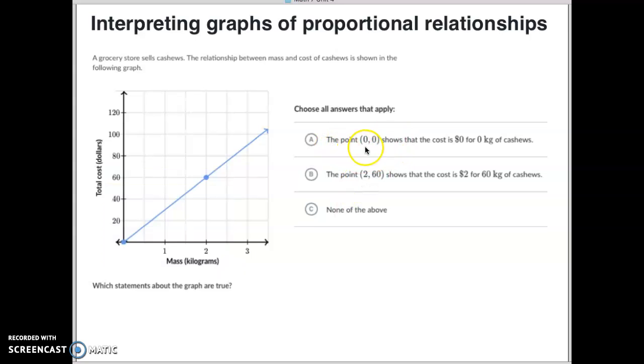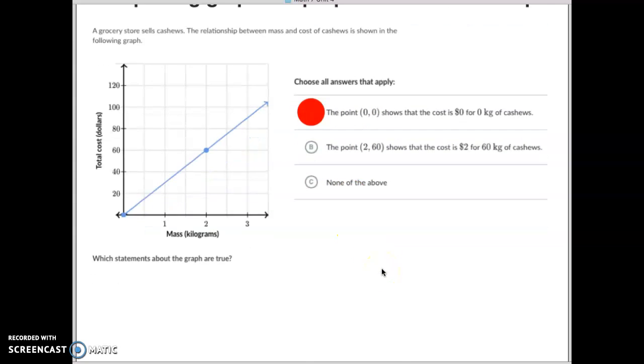Does the point 0, 0 show that the cost is $0 for 0 cashews? Yeah, it does. So we'll check that one. The point 2, 60, so over 2 kilograms costs $60. Does that show that $2 for 60 kilograms of cashews? No, it actually shows the opposite. It shows 2 kilograms would be $60. So we don't check that one. Obviously, since A worked, we would not check C. So there we go. We're done with that one.